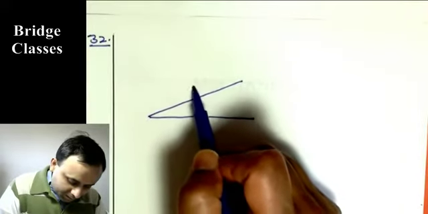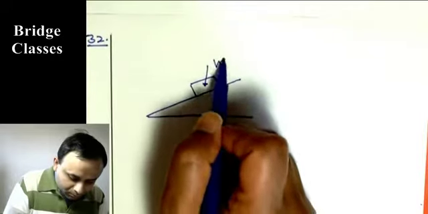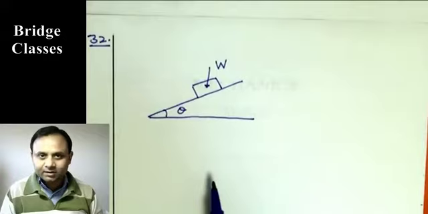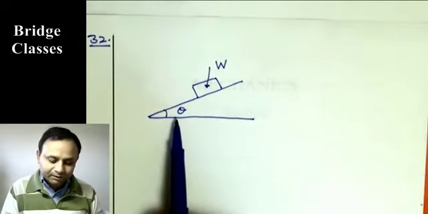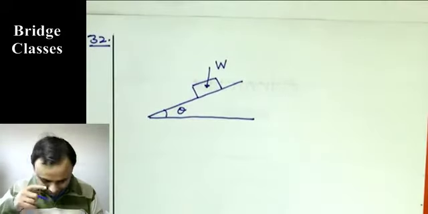There is a body resting on an incline. Its weight is W, and this angle theta is gradually increased. So initially it is horizontal and theta is increased. At what theta will the body begin to slip? So this one is very simple.